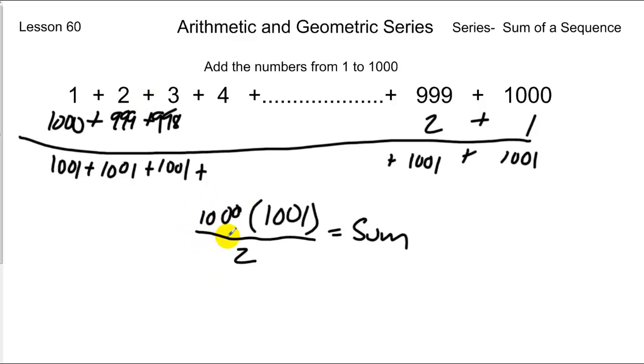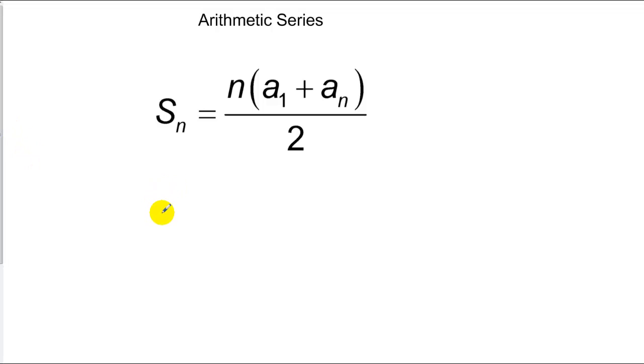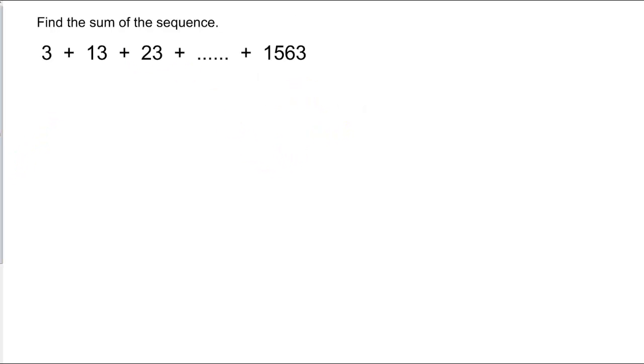And he said, well, this term right here corresponds to the number of terms in my list. This term here corresponds to my first term plus my last term. And I'm always dividing by 2, and that's going to equal my sum. And from that came up with the following equation, where the sum of n terms is equal to the number of terms multiplied by the sum of the first term plus the last term over 2. So we'll go ahead and use that to solve a couple of examples.